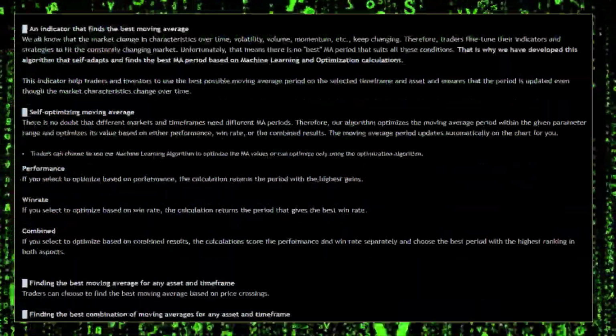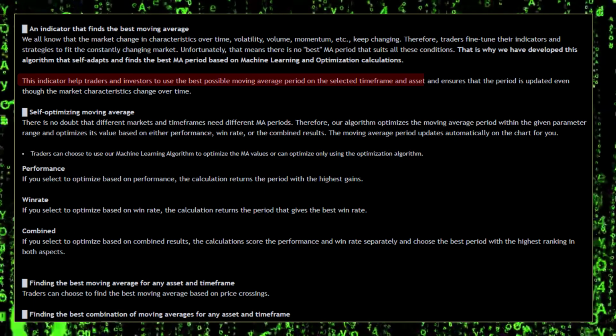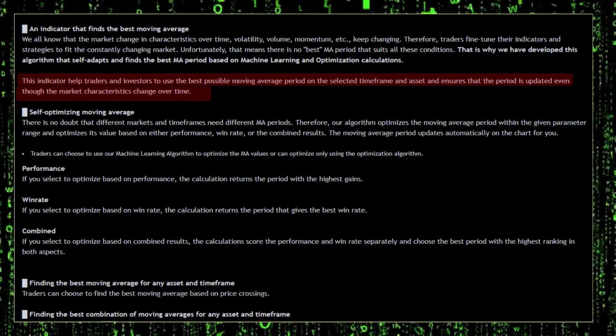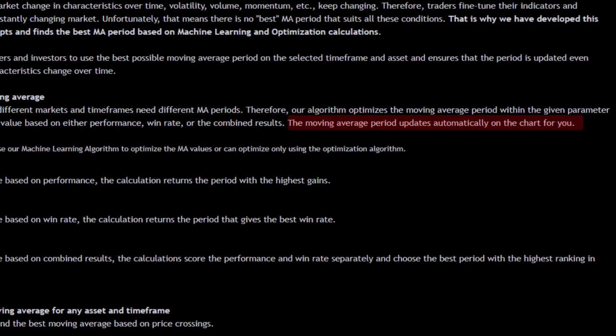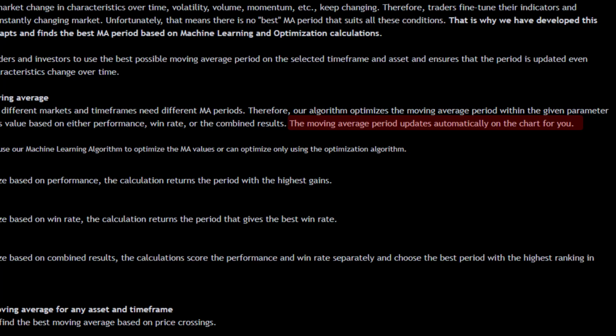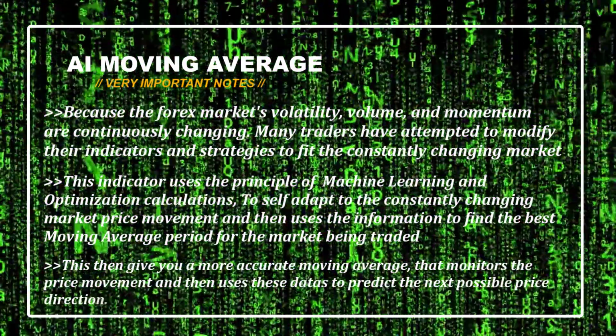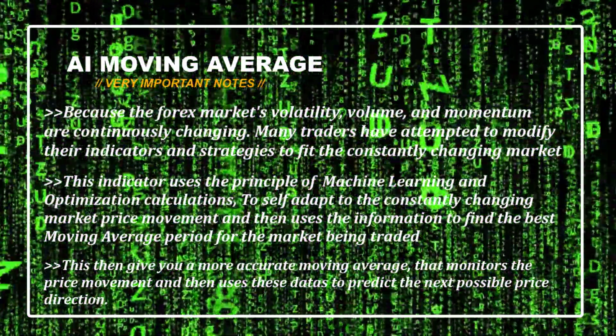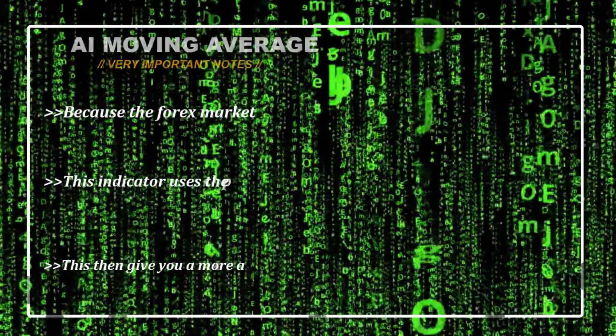So this indicator, according to the creator Zierman, helps traders and investors to use the best possible moving average on the selected time frame and asset, and then ensures that the moving average is updated using machine learning algorithm and optimization calculations, even though the market characteristics change over time, which then gives you a more accurate moving average that monitors the price movement, and then uses these data to predict the next possible price direction.